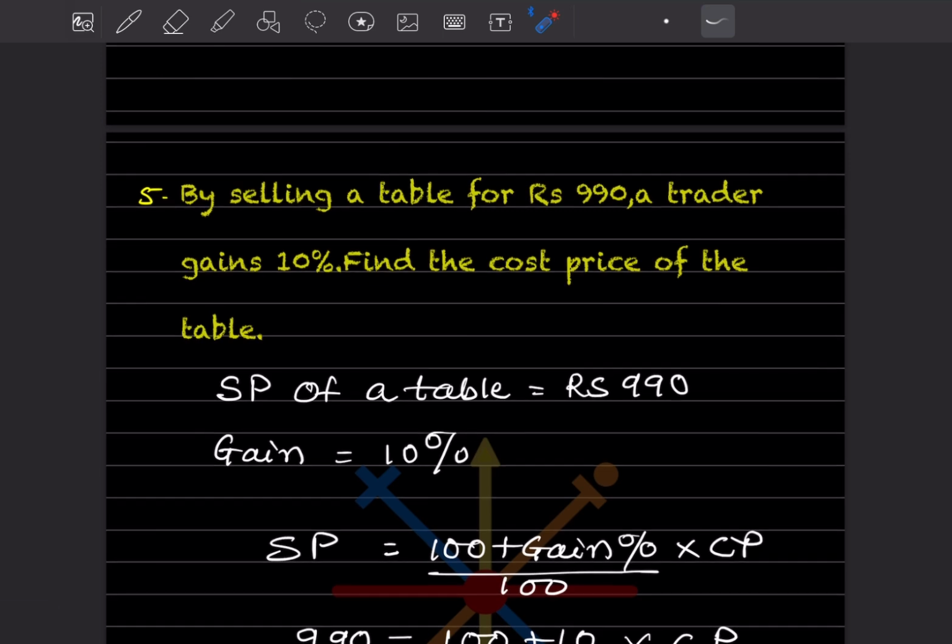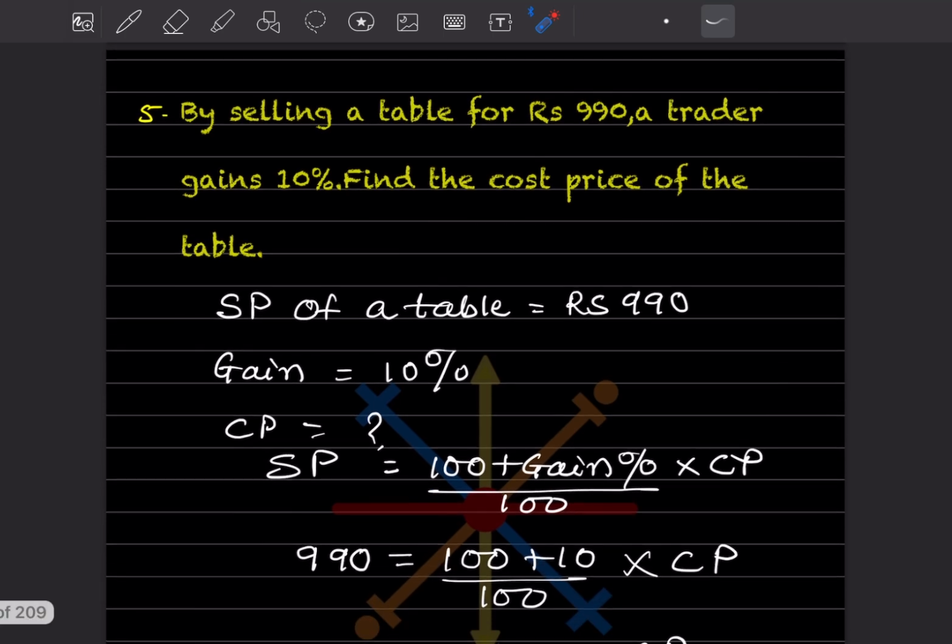By selling a table for rupees 990, a trader gains 10%. So we have to find the cost price of the table. Let us write the given things first. Selling price is given as 990, gain is 10%. We want the cost price. We don't know the cost price, so we write it with a question mark over here.